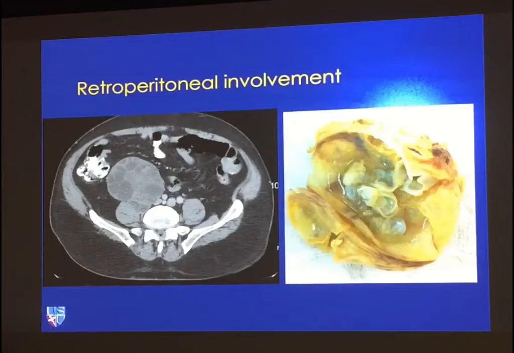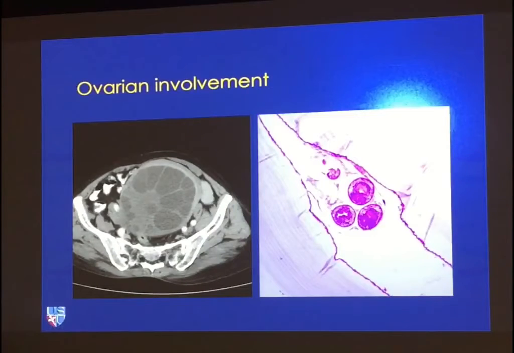Here's another classic appearance of the lesion with daughter cysts, but this time it's isolated to the retroperitoneum at the level of the pelvis. Here is a gross specimen where you can see the outer membrane was collapsed, and you see how the fluid-filled daughter cysts have been opened up. One more example here of classic daughter cysts, this time involving the ovary with pathologic proof.